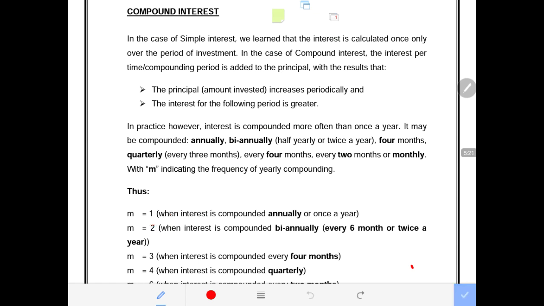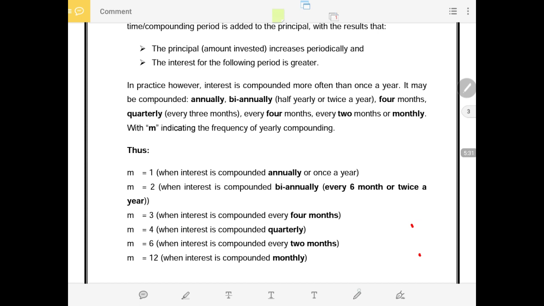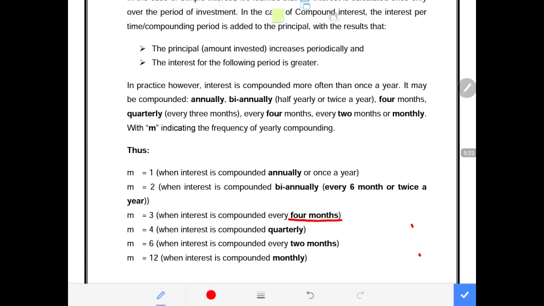So now M will be 2 in the case where the interest is compounded biannually, or 6 monthly, or twice a year. But in the case where the interest is compounded every 4 months, remember we have 12 months in a year, so 4 months will be 4 plus 4 plus 4 in order for us to get to 12, which is 1, 2, 3.